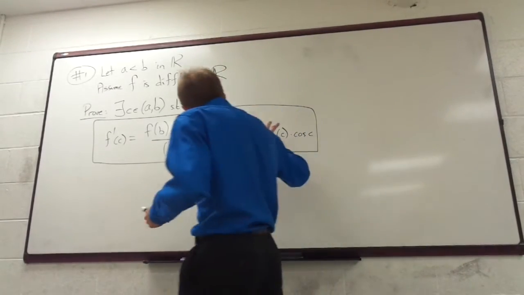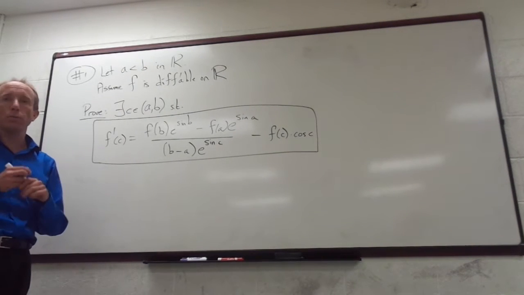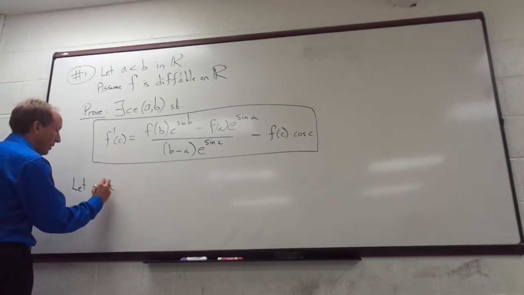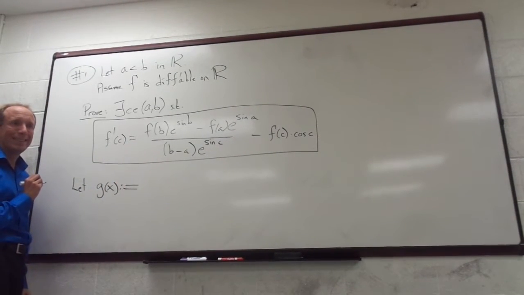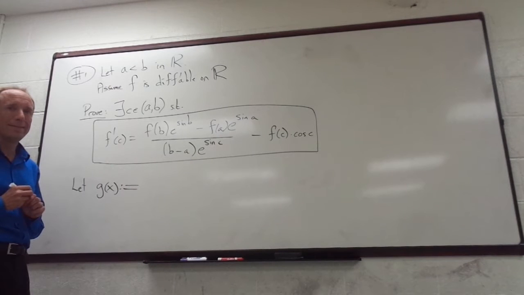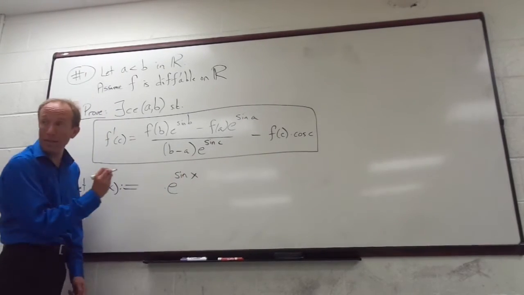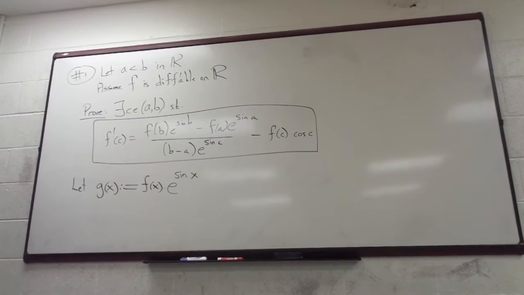So you have to look at the form of this and ask yourself whether there's a reasonable candidate for a function that you could define. Does anybody want to throw out a guess? It's something multiplied by e to the sine x. Okay, maybe so. How about just f of x times e to the sine of x?